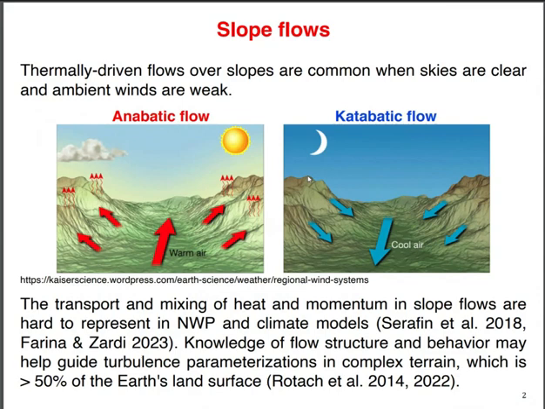The anabatic flow is generally the upslope type of slope flow. You'll have that during the daytime when the land is heating up. And the katabatic flow is sort of the reverse of that: at night you get cold flow, and the flow moves down the slopes.